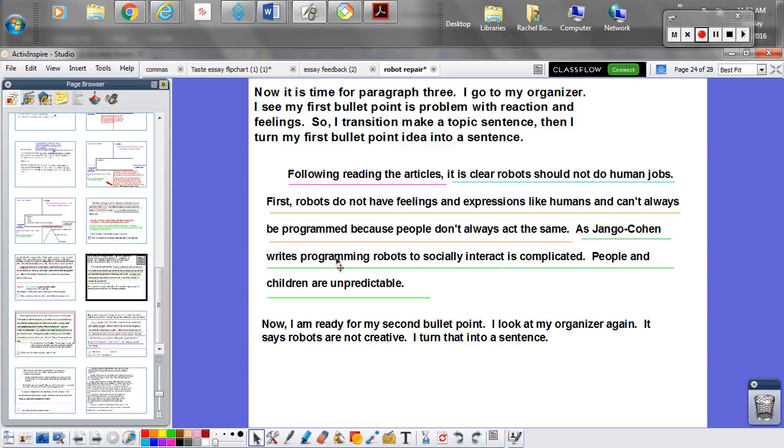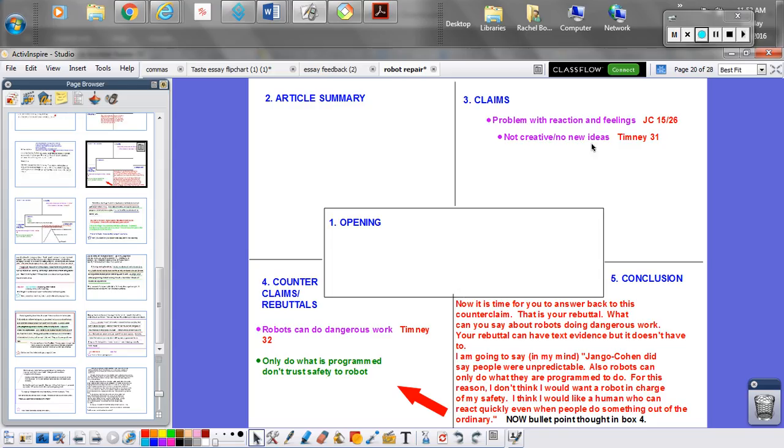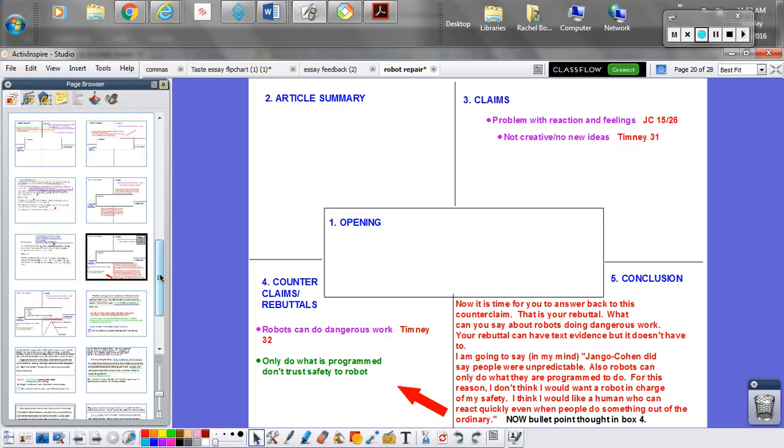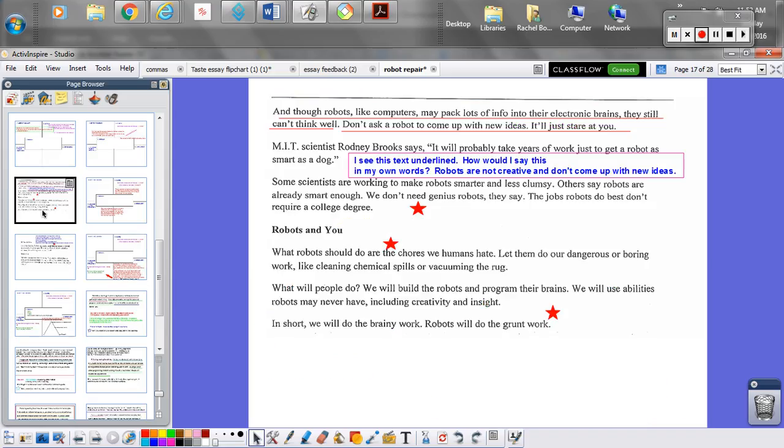As Django Cohen writes, programming robots to socially interact is complicated. People and children are unpredictable. And I got that directly out of the text. Now I'm ready for my second bullet point. I look at my organizer again. It says not creative with no new ideas, and I turn that into a sentence. And after I've done that, again, I will go back into my text. I will look for line 31, and when I find it, I will look at what was underlined, and I can either put that directly into quotations now, or I can paraphrase it.